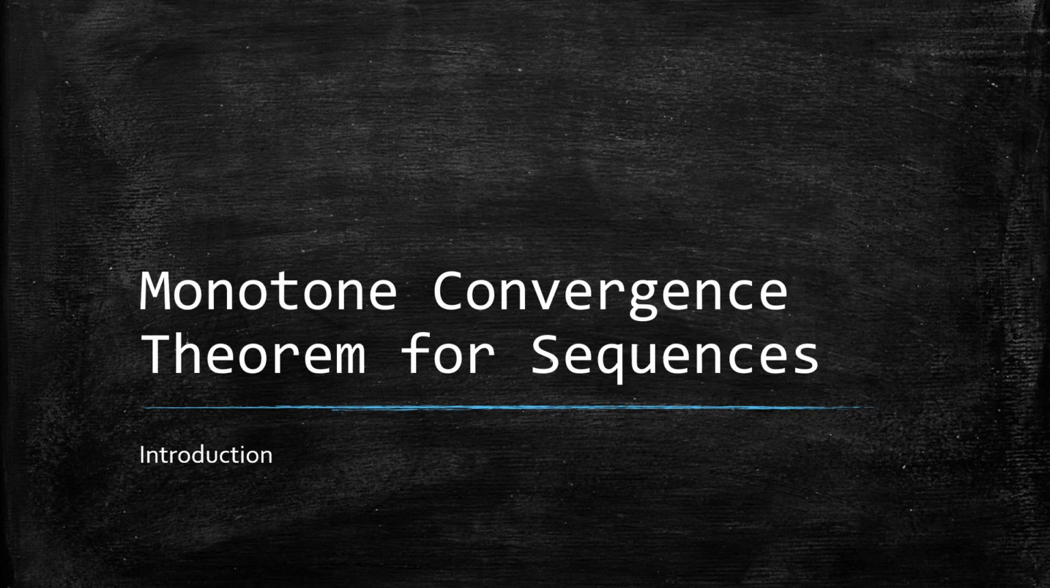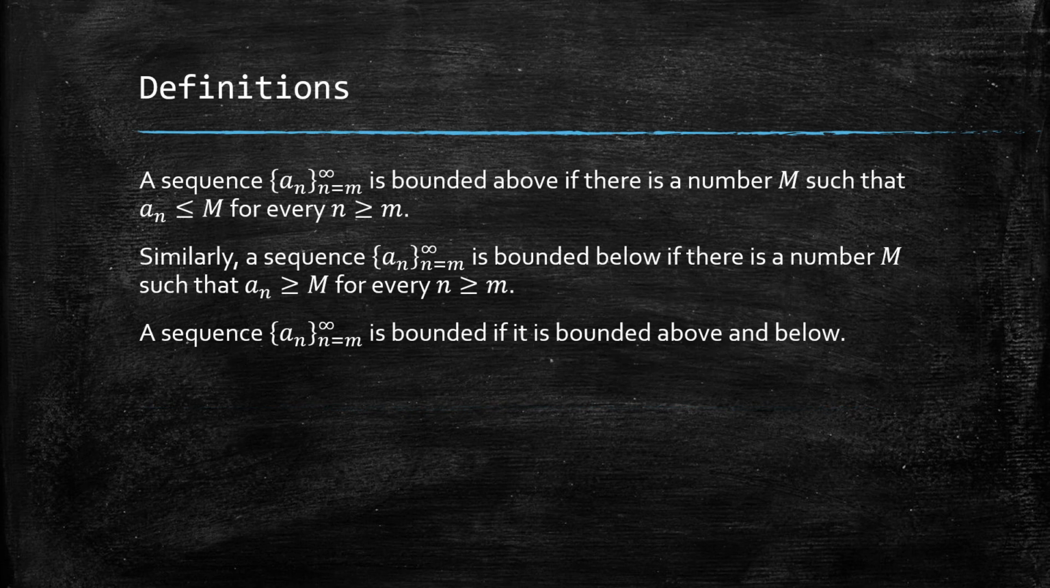In this video, we'll introduce the monotone convergence theorem for sequences. Now first, a couple definitions. A sequence a_n is bounded above if there is a number M such that each term in the sequence a_n is less than or equal to M.